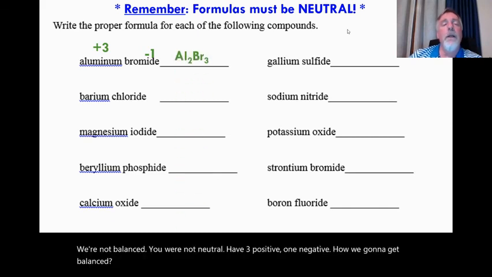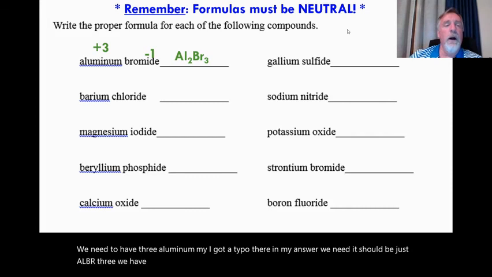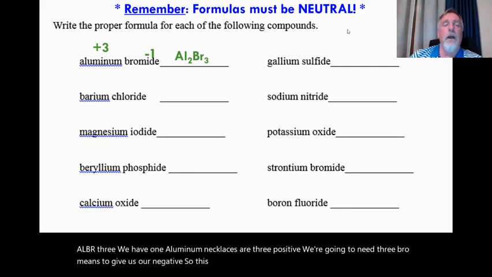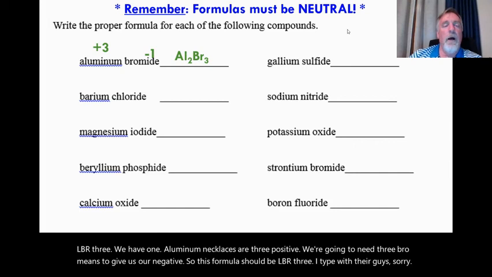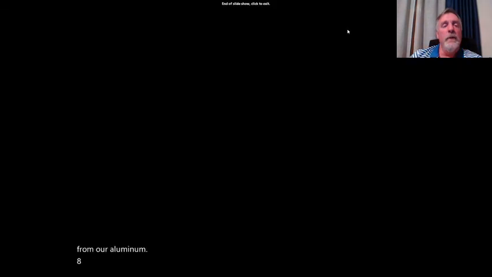We need to have 3 aluminum. Whoop, I got a typo there in my answer. It should be just AlBr3. We have 1 aluminum that gives us our 3 positives. We're going to need 3 bromines to give us our negative. So this formula should be AlBr3. I have a typo there, guys. Sorry. Count up how many we need, 3 bromides, 3 bromines to counteract the +3 from our aluminum.